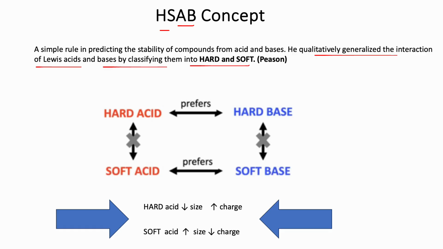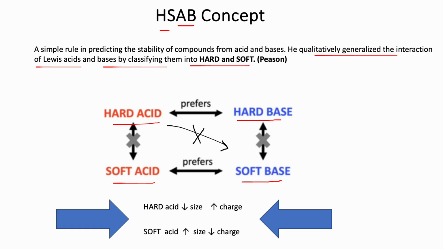A simple rule in predicting the stability of compounds from acids and bases. The convention is, remember this one: hard acids prefer hard bases, and soft acids prefer soft bases. Because if you have a hard acid and a soft base, this interaction would be generally unstable. That is why hard acids prefer hard bases.